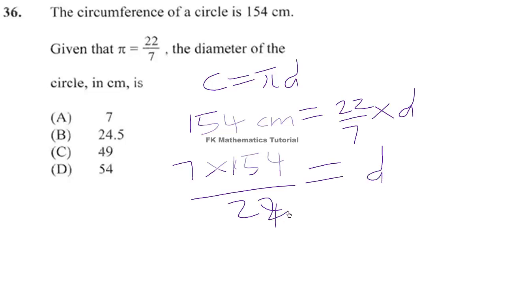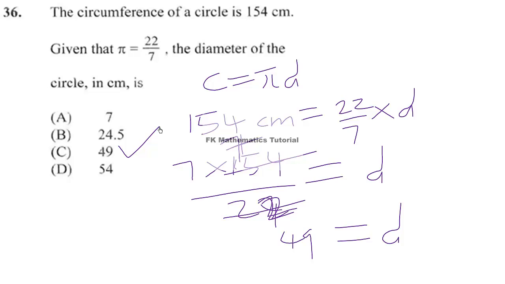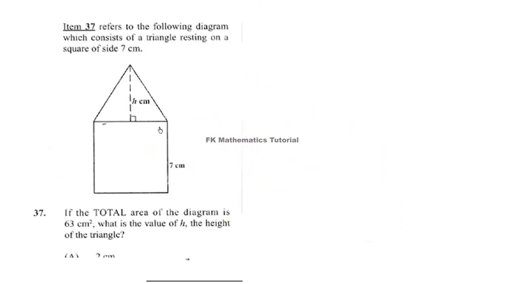So 7 over 22 cancels out this, and we have D. This is 22. So 22 goes here how many times? 7 times. Now 7 times 7 is 49. So the diameter is 49 centimeters. C is correct.